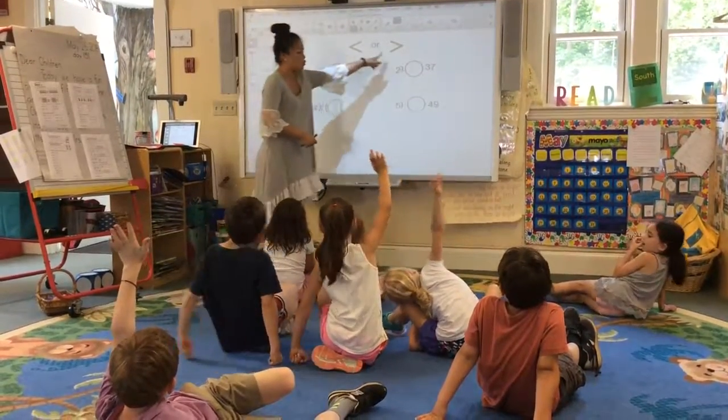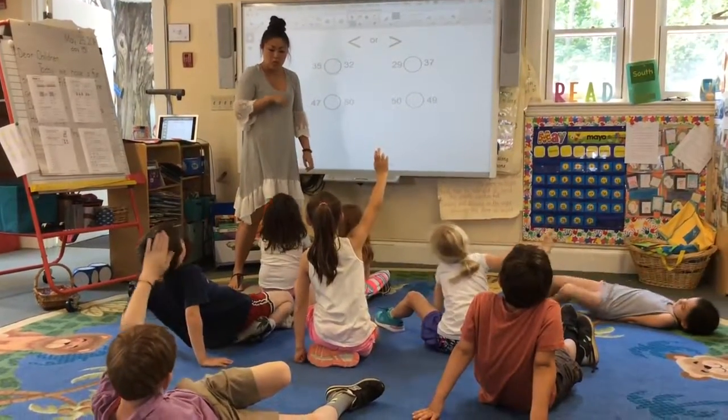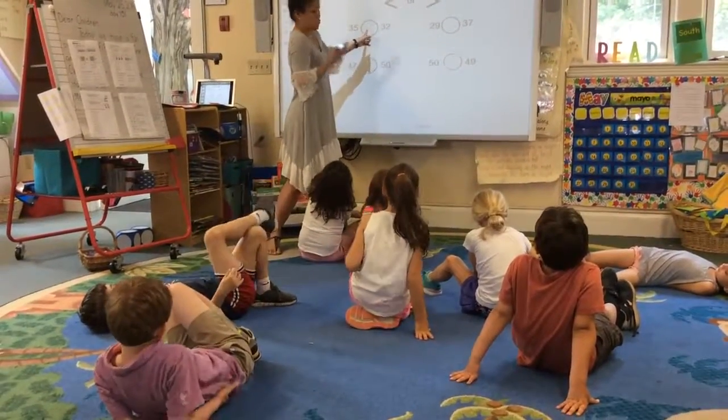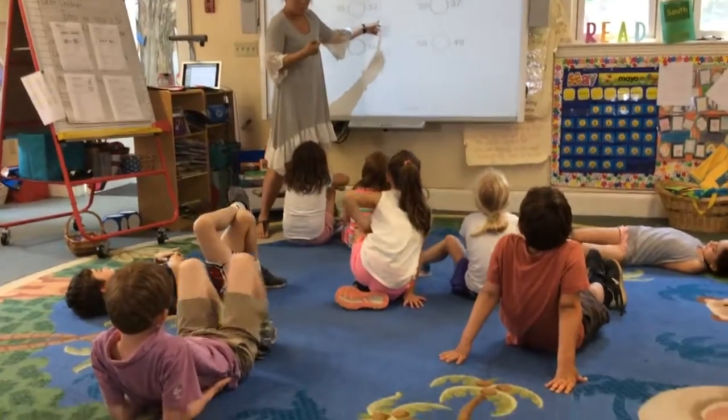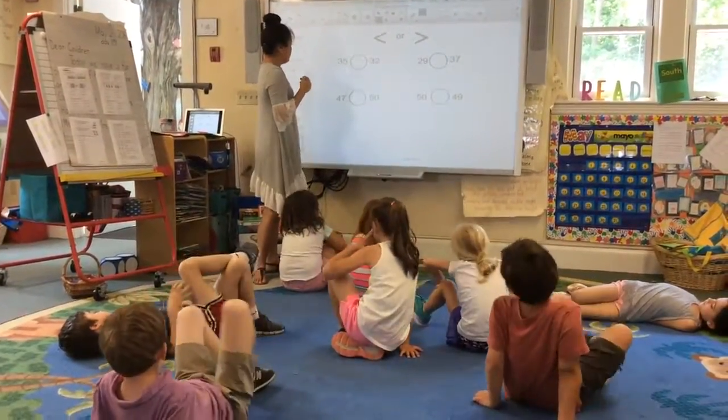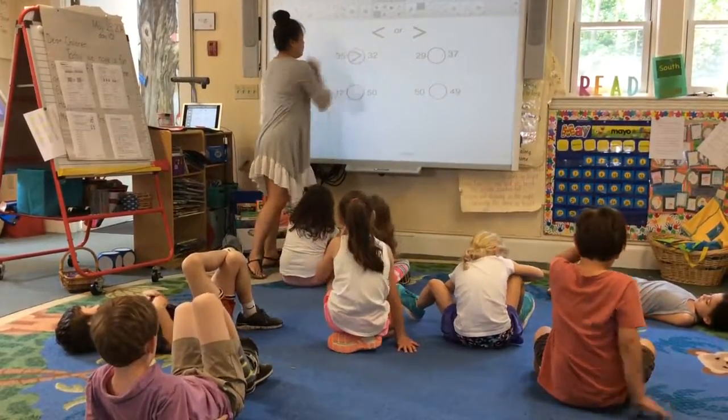Okay. Who can tell me and read it as if it was a sentence? So you don't actually have to point at these signs. I'll know exactly what you say if you say is greater than or is less than. Let's try it out. Vigo? 35 is greater than 32. Fabulous.